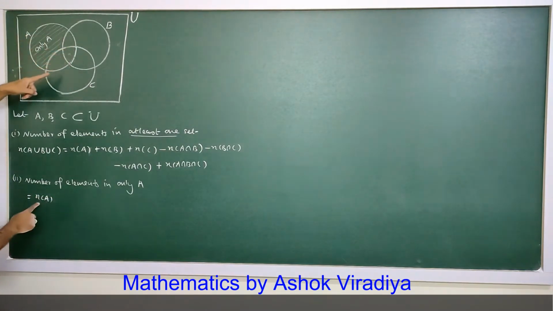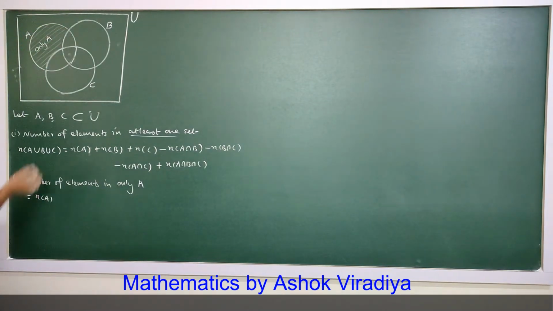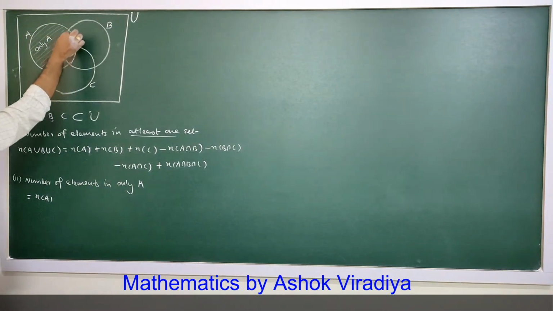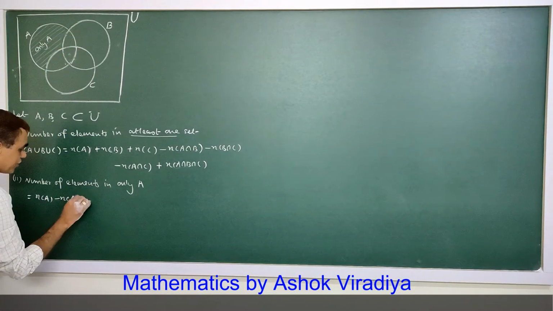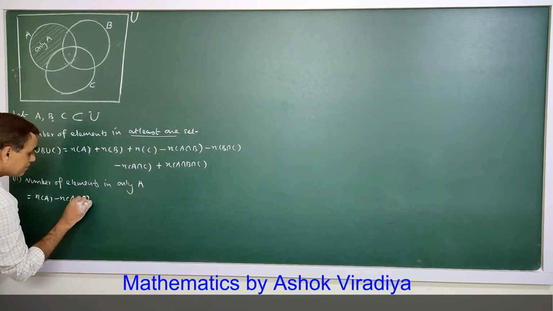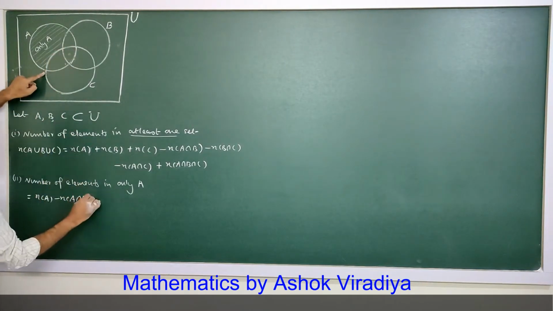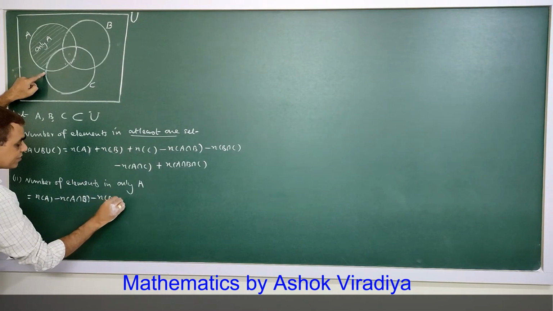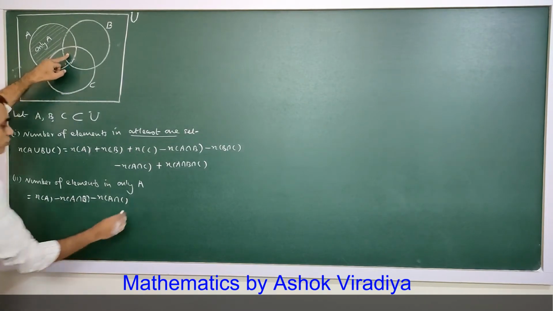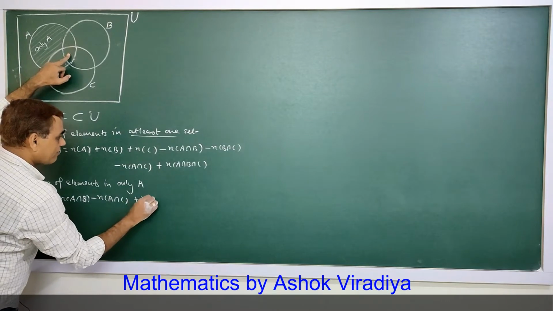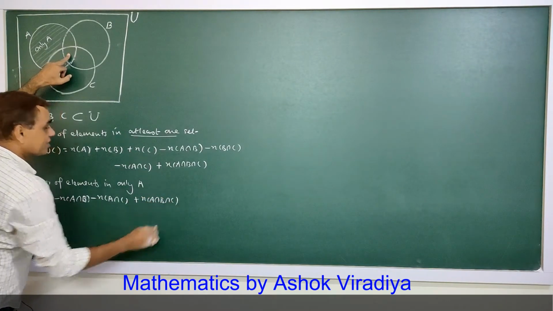Now when you take number of elements in A, these are counted. So we don't want this part. So what I do, I minus this part. Minus A intersection B, then minus A intersection C, but this is subtracted 2 times. We should subtract only 1 time. So add 1 time, plus n of A intersection B intersection C.